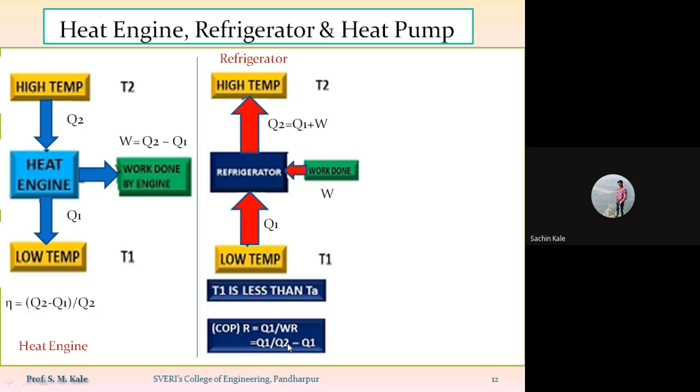The bracket is left; we only have to mention it. Divided by, in bracket, Q2 minus Q1, bracket complete. That will be the value of COP of refrigerator.